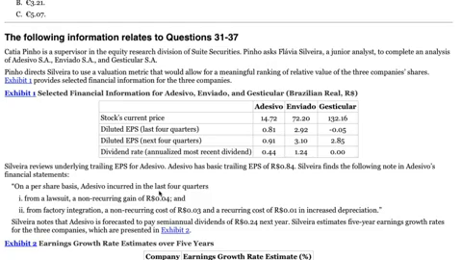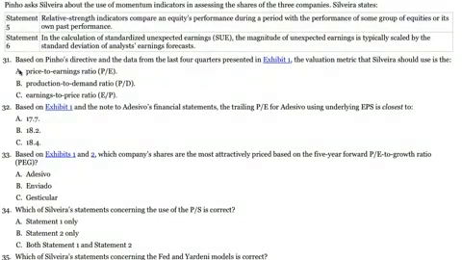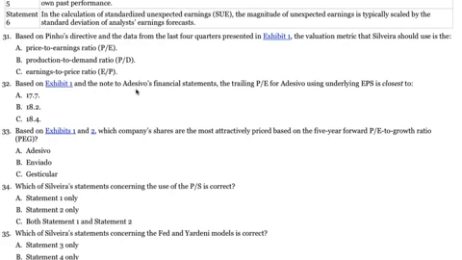All right, the following information relates to questions 31 through 37. Let's just go read our questions. Based on Pinho's directive and the data from the last 4 quarters presented in Exhibit 1, the valuation metric that Silveria should use is the, what do we have? PE, PD, production to demand. Never heard of that one. Get rid of it. And EP. So we only have 2 choices for 31. Based on Exhibit 1 and the note to Adhesivo's financial statements, the trailing PE for Adhesivo using underlying EPS is closest to.